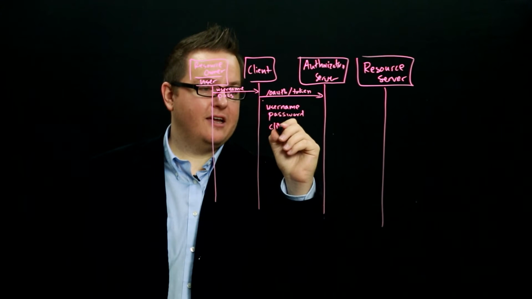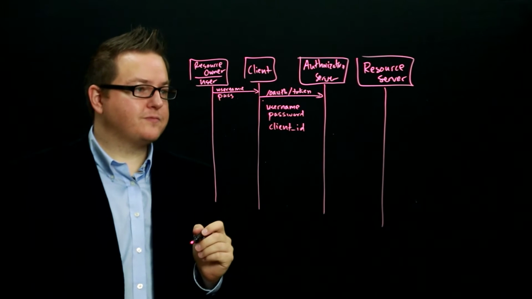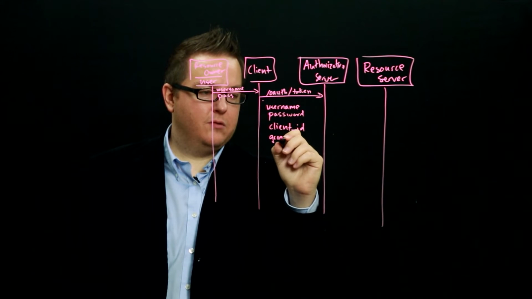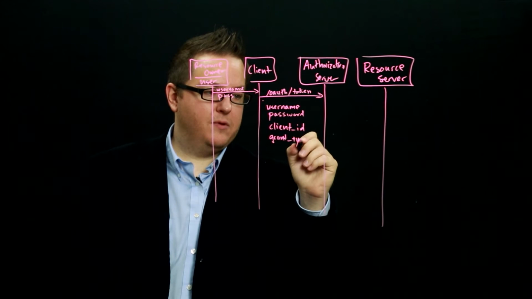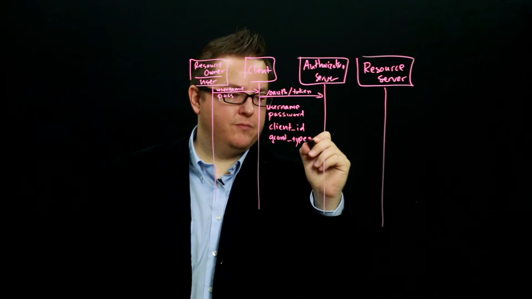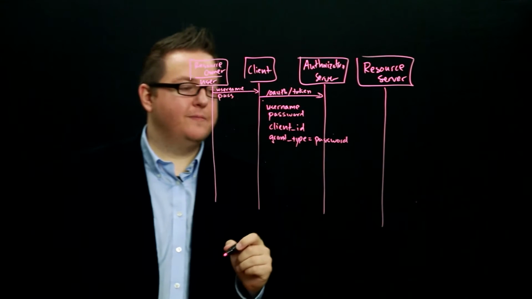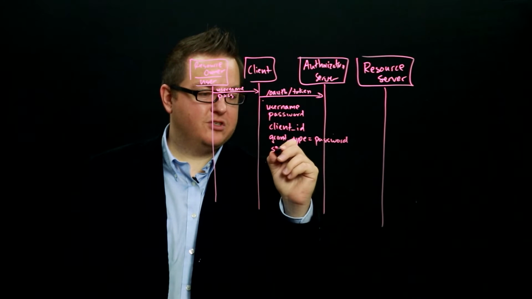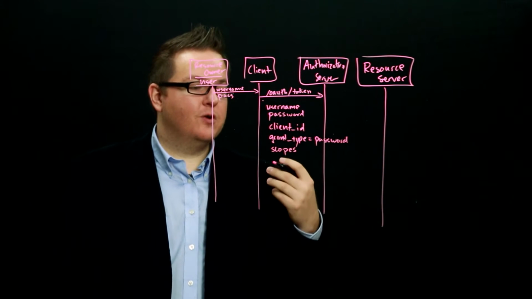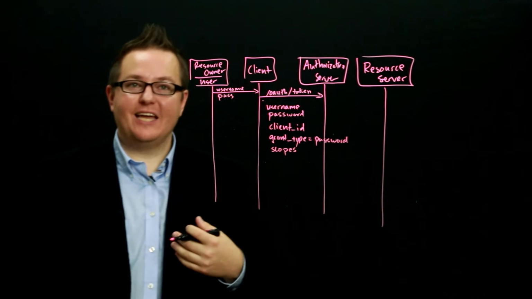Then the client ID, in this case an identifier of our client. We're also going to have grant type, and that's going to be equal to password. And then finally, if we want to, we can have scopes, where we can ask for a specific set of resources that we would like to have access to.